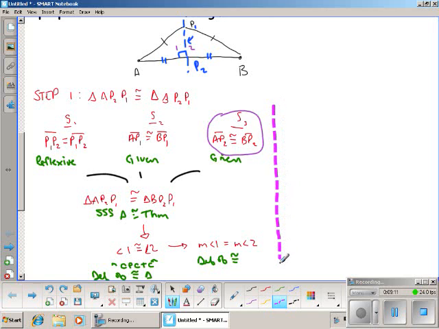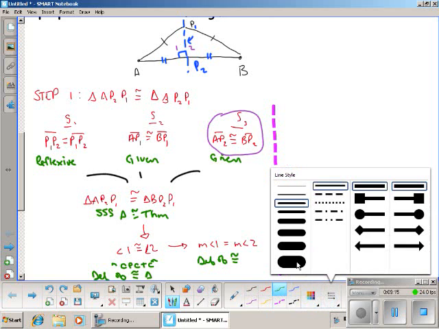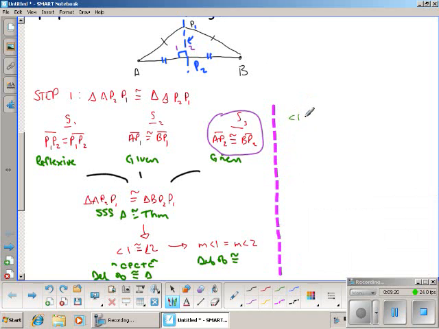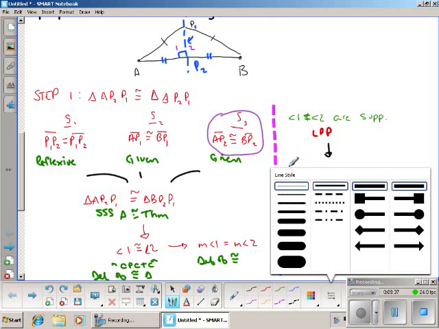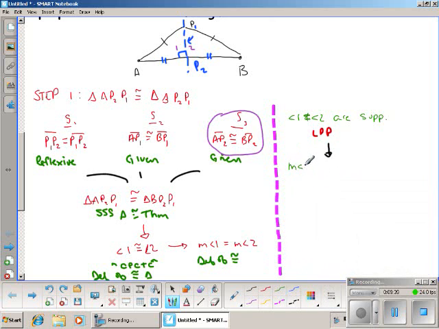So if I'm looking at angle 1 and angle 2, I can definitely claim that angle 1 and angle 2 are supplementary. And I can claim this because of the linear pair postulate. Well, if angle 1 and angle 2 are supplementary, then certainly the measure of angle 1 plus the measure of angle 2 equals 180 degrees. How I can claim that would be the definition of supplementary.